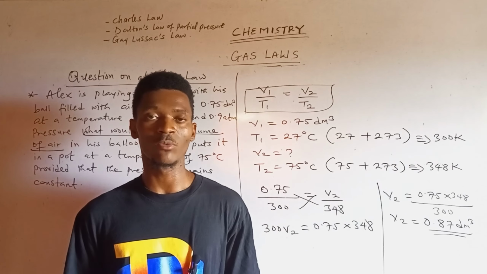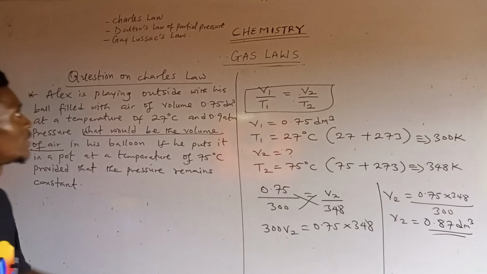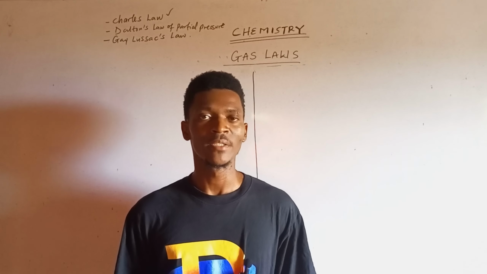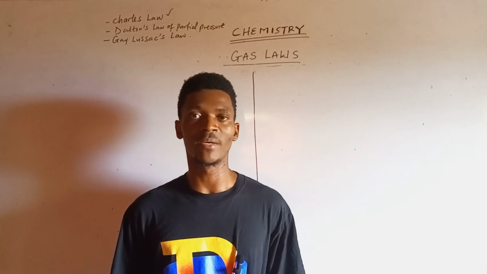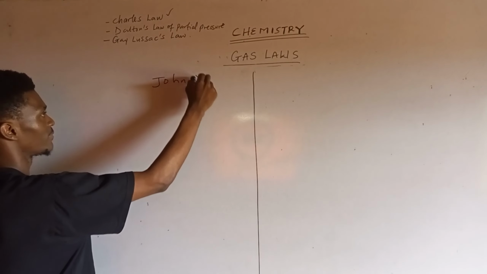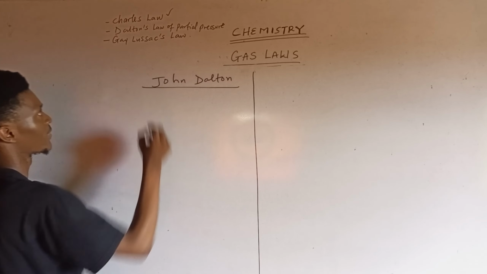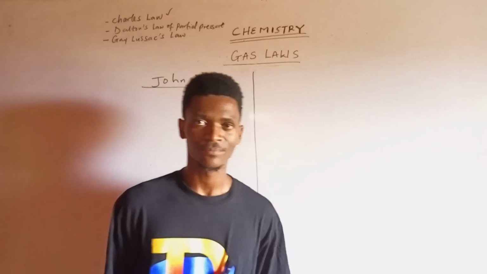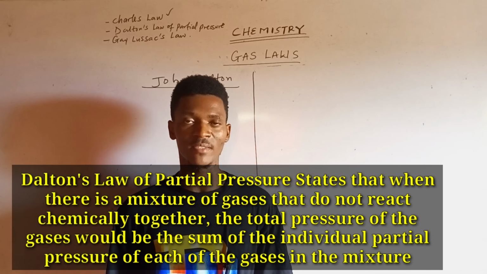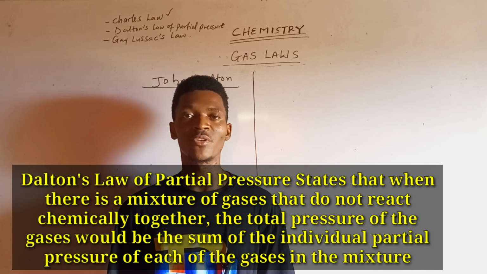So the next that we are about looking at will be on Dalton's law of partial pressure. Now, considering Dalton's law of partial pressure, this law was actually postulated by an English scientist named John Dalton. And what does this law state? This law states that when there is a mixture of gases that do not react chemically together, the total pressure of the gases would be the sum of the individual partial pressure of each of the gases in the mixture.